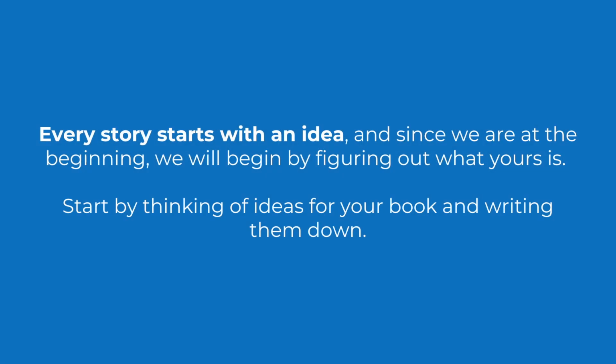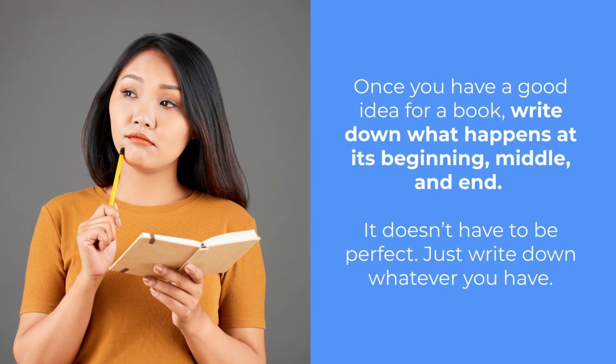Every story starts with an idea, and since we are at the beginning, we will begin by figuring out what yours is. Start by thinking of ideas for your book and writing them down. Write down any idea you have, but once you have a good idea for a book, write down what happens at its beginning, middle, and end. It doesn't have to be perfect. Just write down whatever you have. Once you do that, we will go further into developing your book idea.